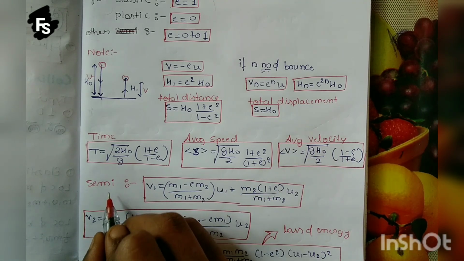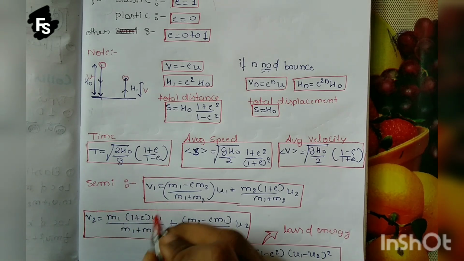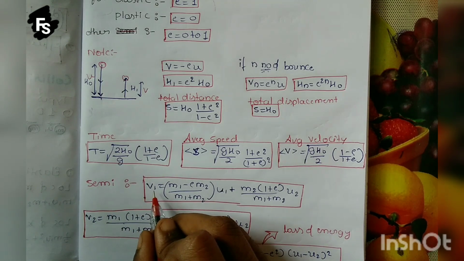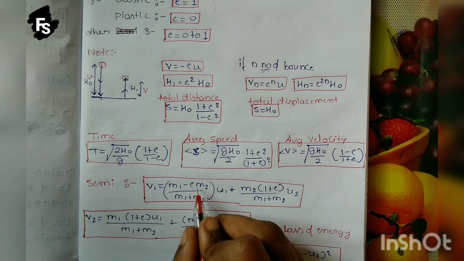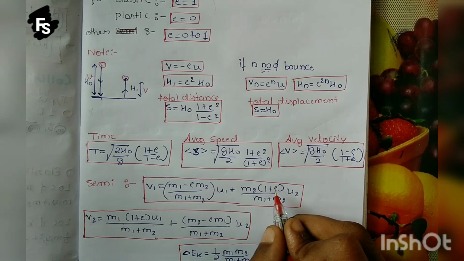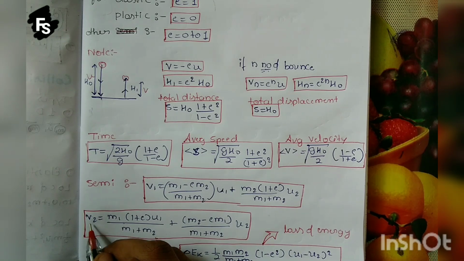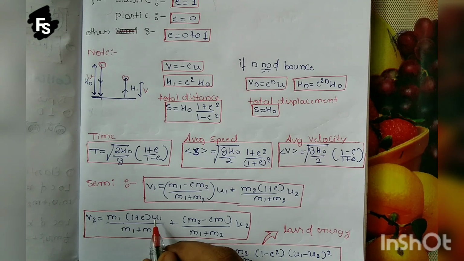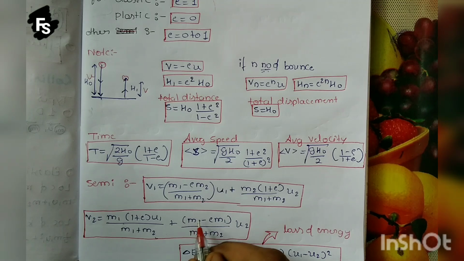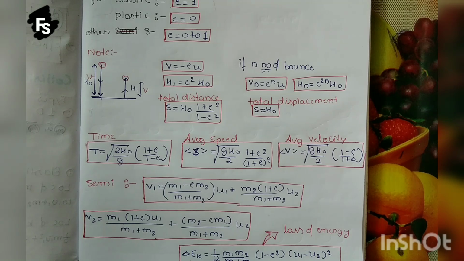Then we move on to semi-inelastic collision. In semi-inelastic collision, if you have to find the velocity of an individual object after collision, then v1 is equal to (m1 minus e m2) by (m1 plus m2) into u1 plus m2 (1 plus e) by (m1 plus m2) into u2. v2 is equal to m1 (1 plus e) into u1 by (m1 plus m2) plus (m2 minus e m1) by (m1 plus m2) whole into u2.